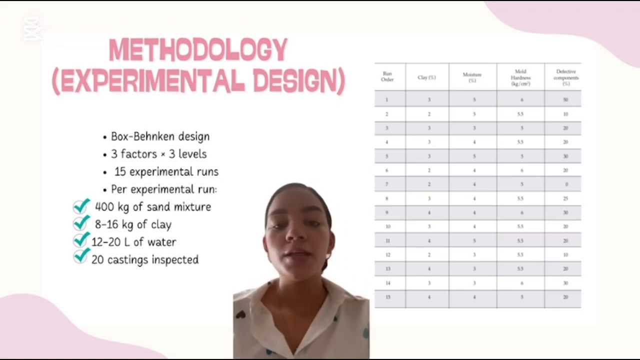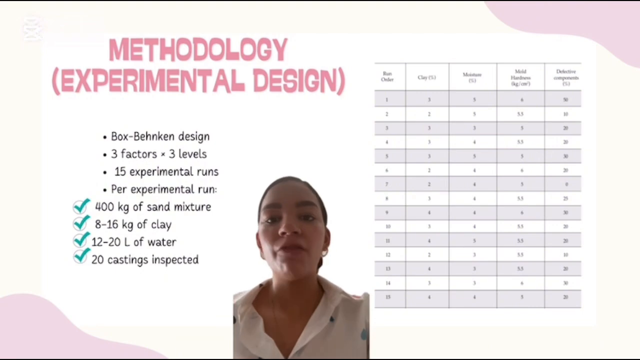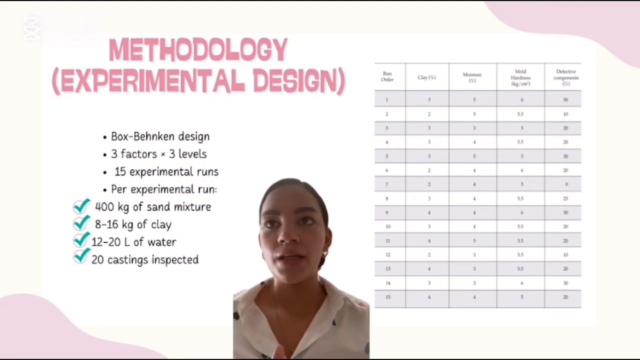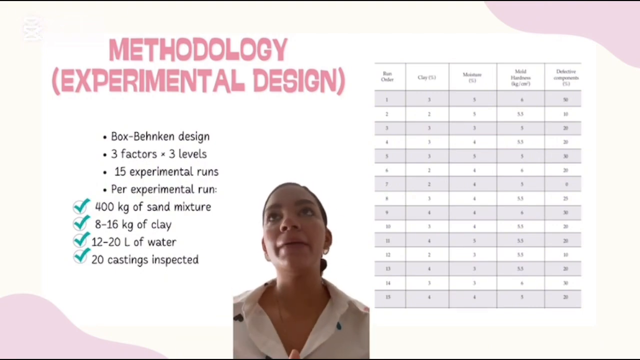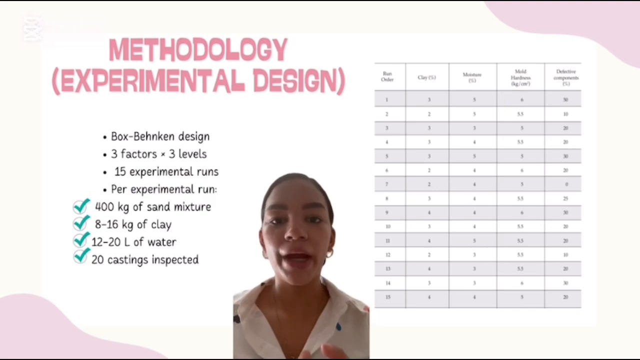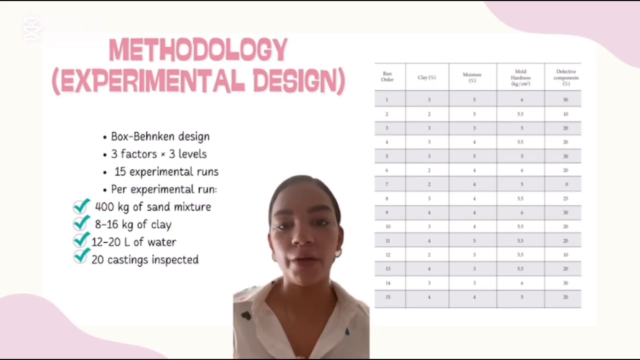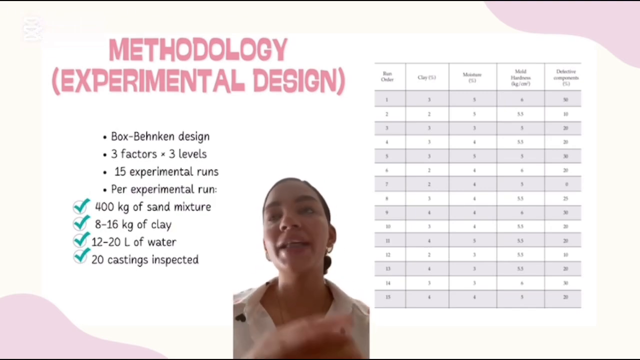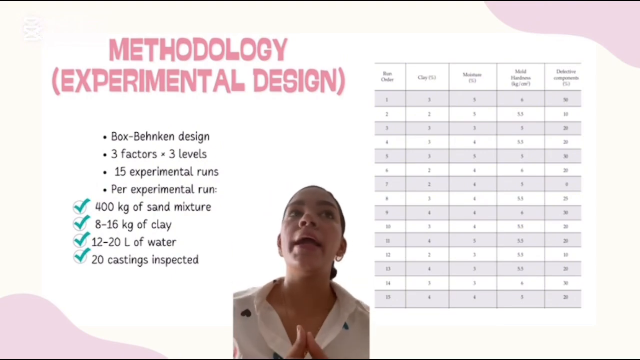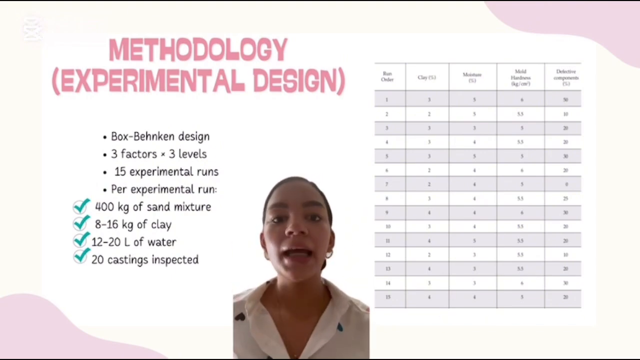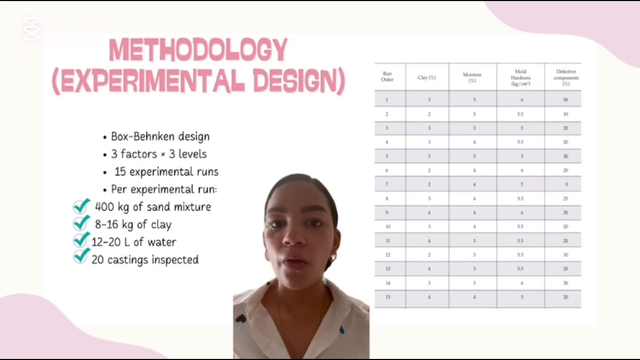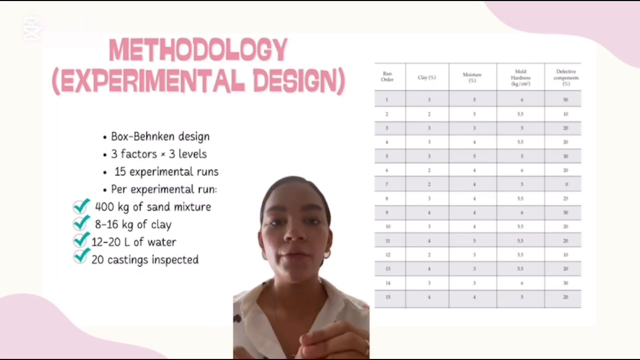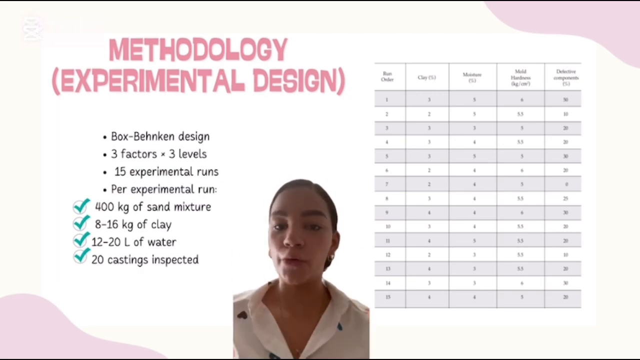So to carry out the experimental phase of the study, the research began by preparing the mold required for each test condition. According to the method, a mass of 400 kilograms of fresh dry sand was used for every experimental run.